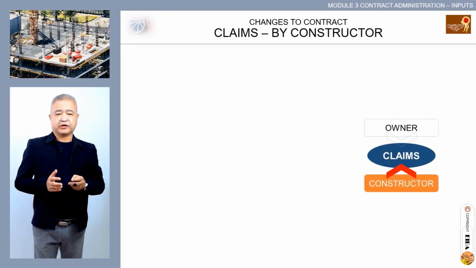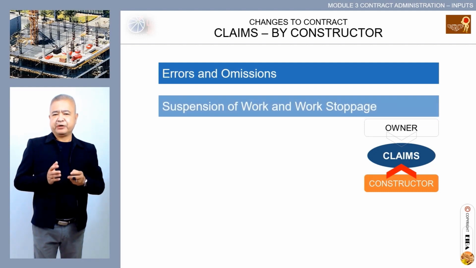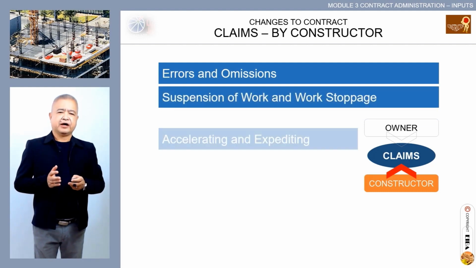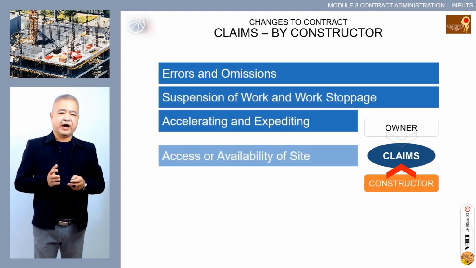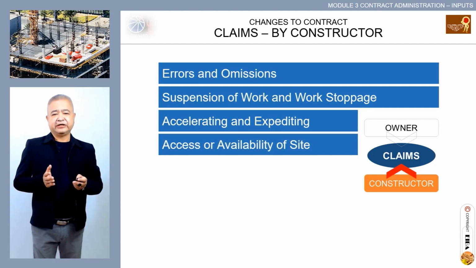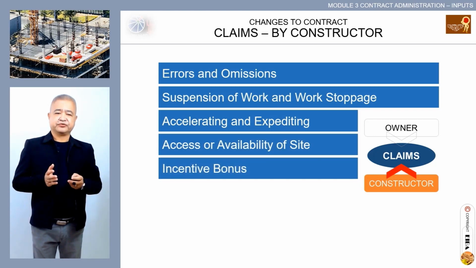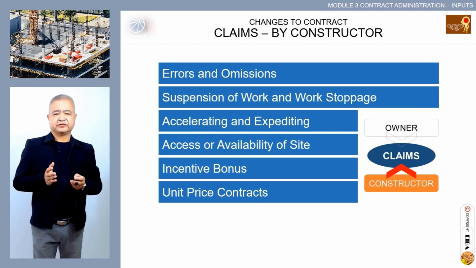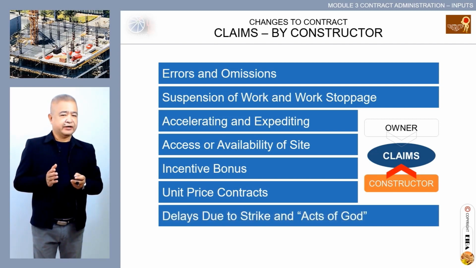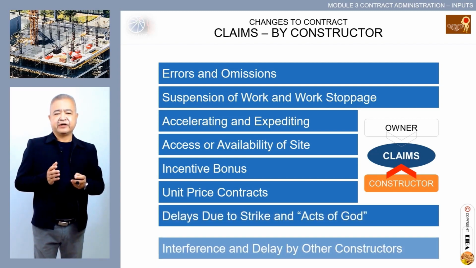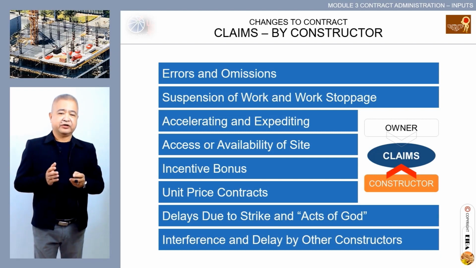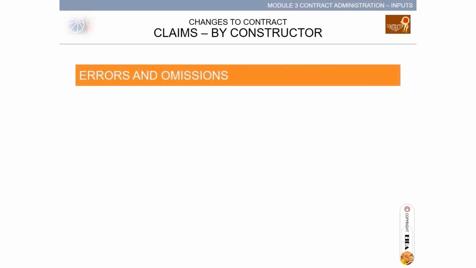Claims by constructor: errors and omissions, suspension of work and work stoppage, accelerating and expediting, access or availability of site, incentive bonus, unit price contracts, delay due to strike and acts of God, and interference and delay by other constructors. Let me start with errors and omissions. Going into the claims by constructor: errors and omissions.